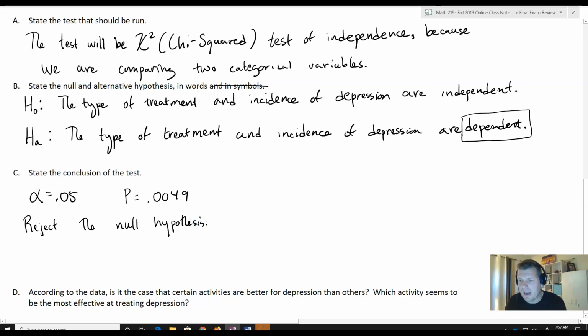Right? The probability of getting that particular sample is less than my significance level. Right? P is less than alpha. Hey, you've seen that before. You'll see that in every hypothesis test. P less than alpha. Okay?